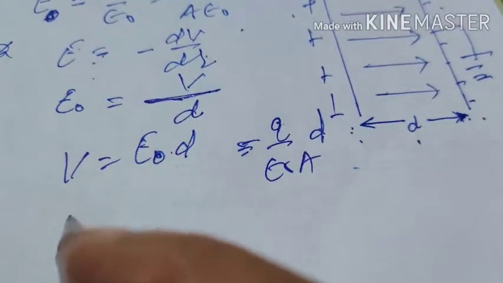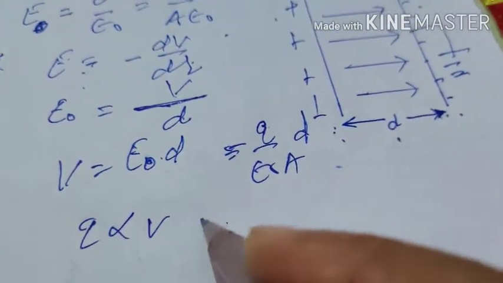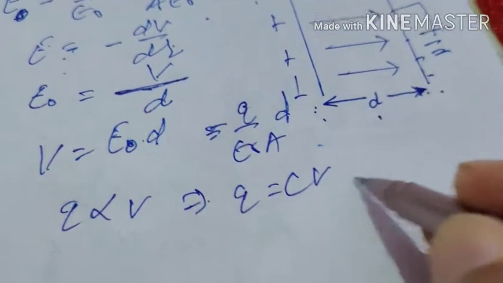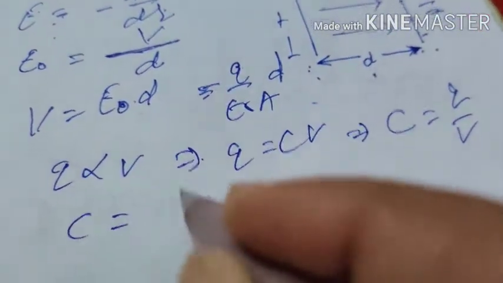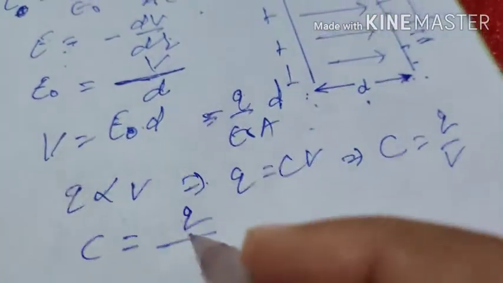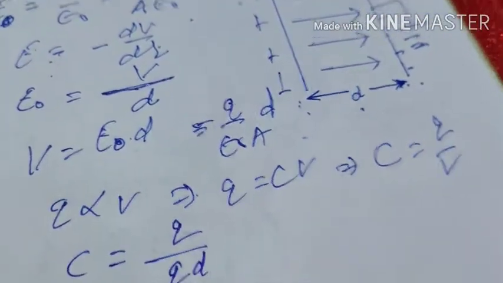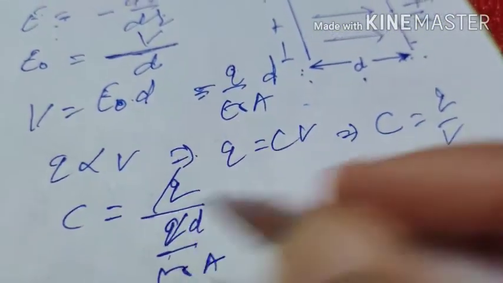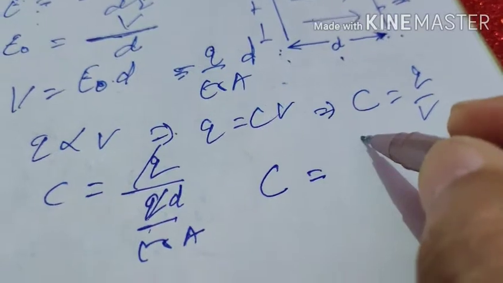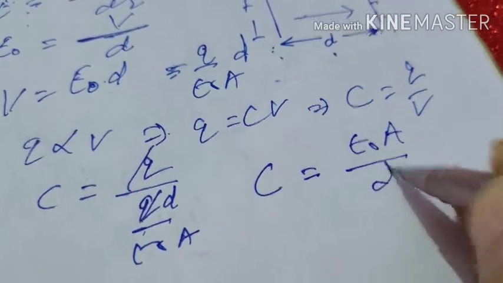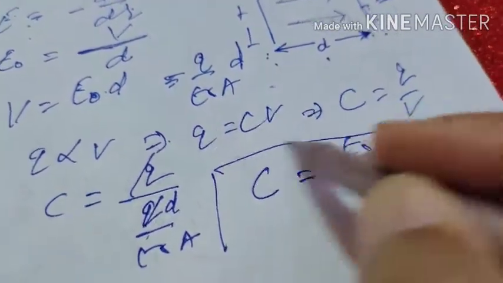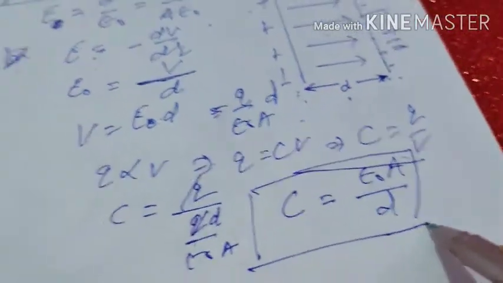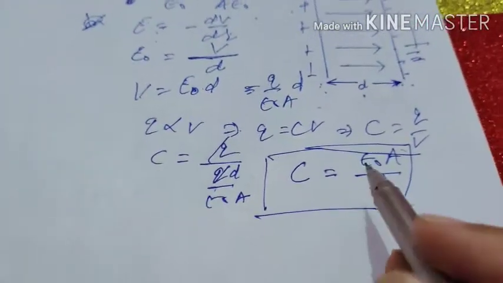So in this way you can calculate potential, and now we know that Q is proportional to V. This implies Q is CV. From here C is Q by V. So C is Q, that is charge, upon the potential you have calculated, Q D by epsilon naught into A. Q cancels with Q, so your C will become epsilon naught A over D. In this way you can calculate the capacitance of a parallel plate capacitor.